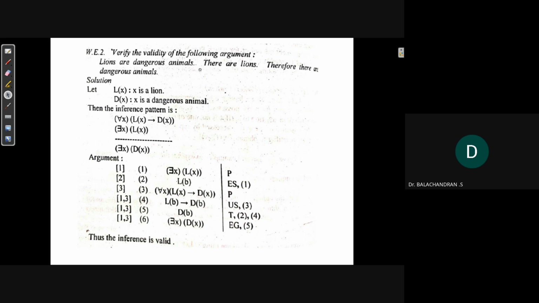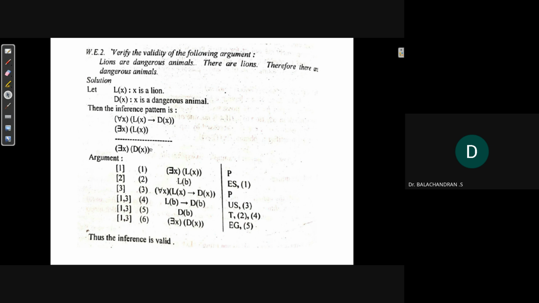So first premise, lions are dangerous animals. That means all the lions are dangerous. That is the meaning. So for every x, L of x implies D of x. And there are lions, so that means there exist lions, there are some lions. So there exists x, L of x. Therefore, there are dangerous animals. The conclusion is there are some dangerous animals. So there exists x, D of x. D of x means x is a dangerous animal.